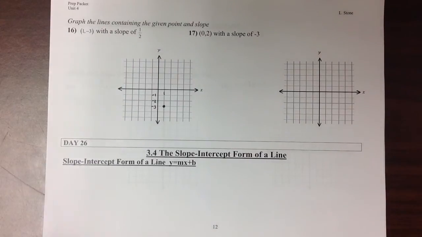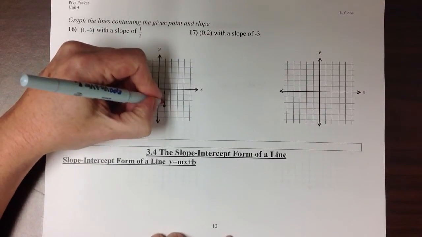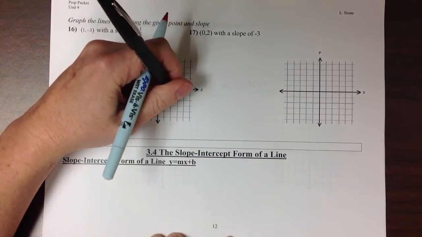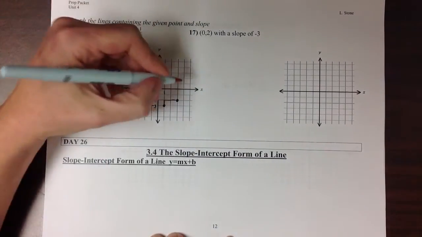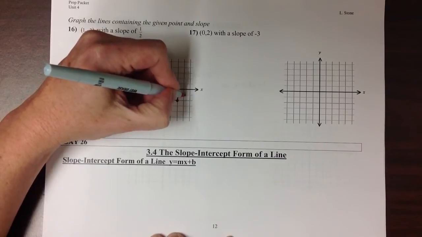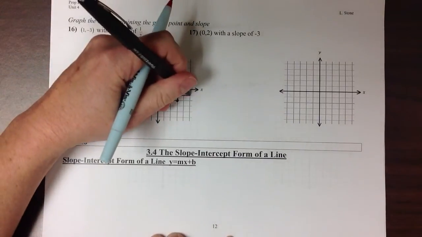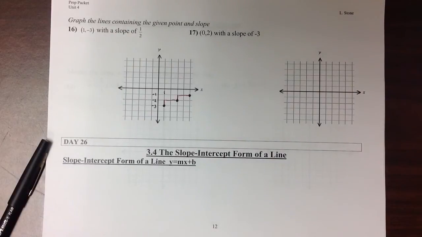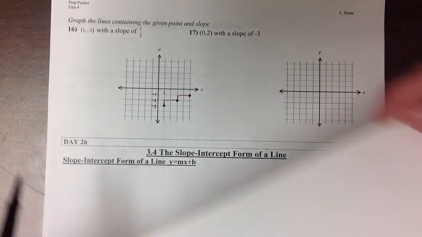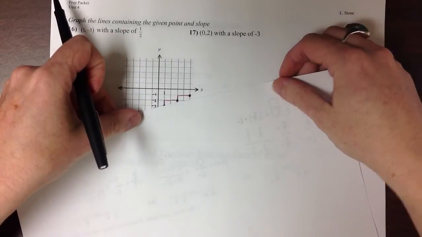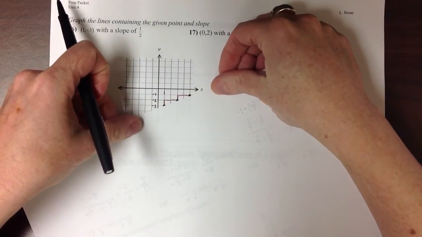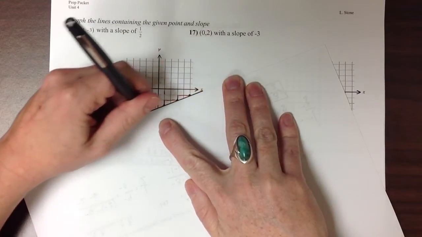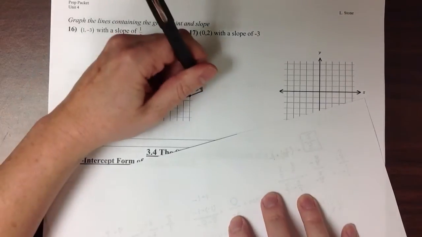So if I go up 1 over 2, my next point is going to be right here. And then I do that again, up 1 over 2. My third point is right here. I have 3 points, which is enough to graph a line. So play connect the dots. I get this line right here.